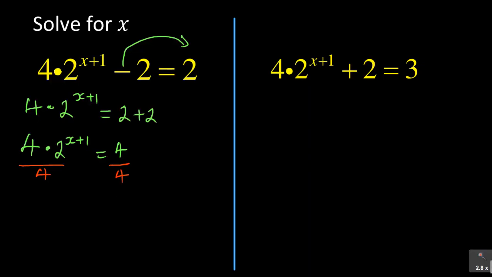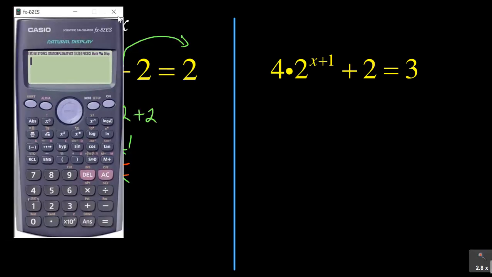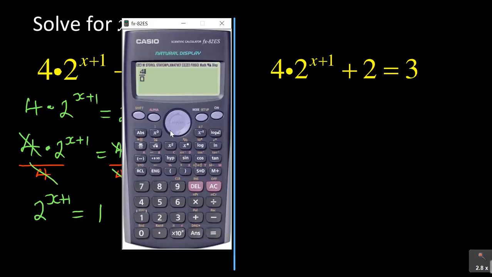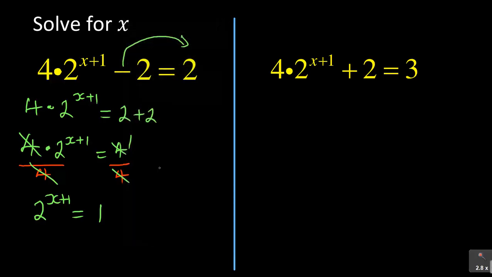So when you divide by 4, the 4 will cancel the 4, so that we have got 2 to the exponent x plus 1 is equal to 4 divided by 4, we get a 1. So avoid saying 4 divided by 4 is nothing. It is a 1. If you use a calculator to say 4 divided by 4, as you can see, 4 over 4, you get a 1.